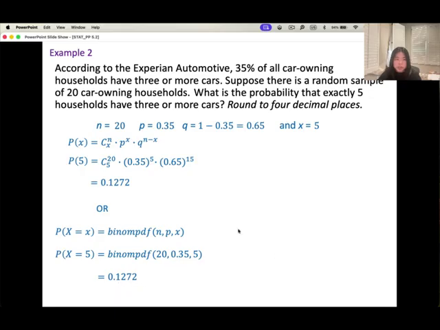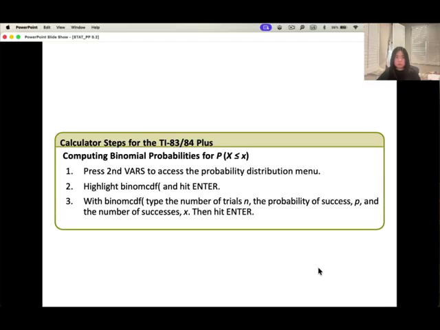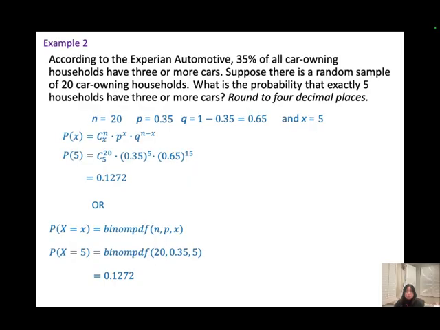I would recommend you guys using the calculator instead of using the formula. When you guys are working on the test, please show me what your x equals, and then Binomial PDF, and what numbers you plug in, and then your final answer. So for this example, we are looking for exactly 5 households having 3 or more cars. Then we could use Binomial PDF.